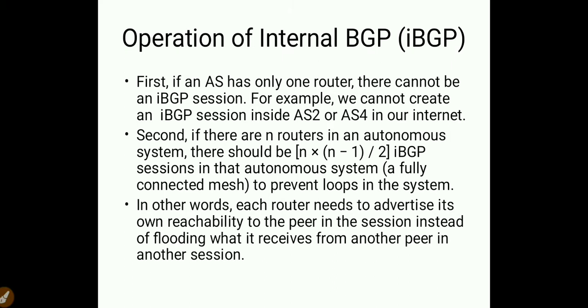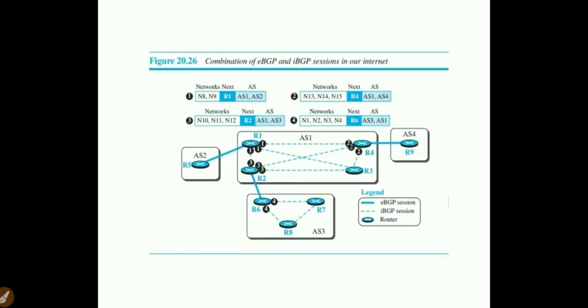So you need a strong connection between all routers. If any one connection fails, you can choose another connection to forward it. So the best topology for this scenario is mesh. n into n minus 1 by 2 links are needed to connect all your routers. So here we have a combination of eBGP and iBGP sessions.